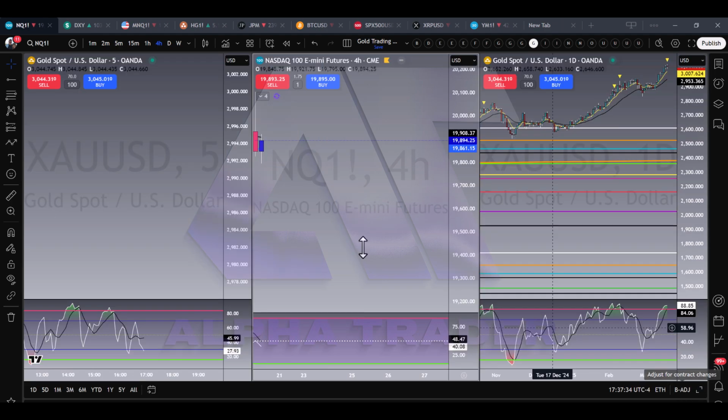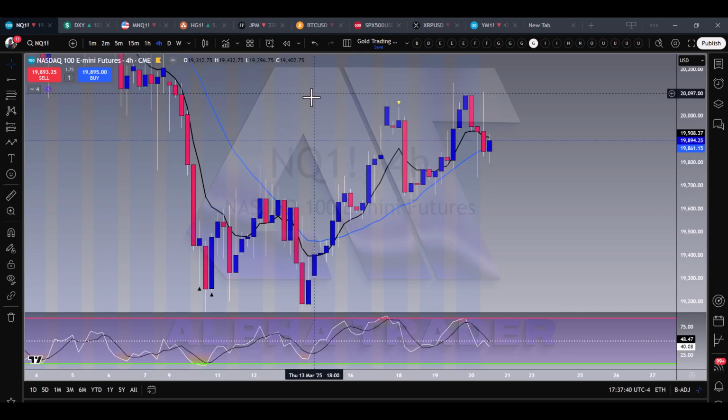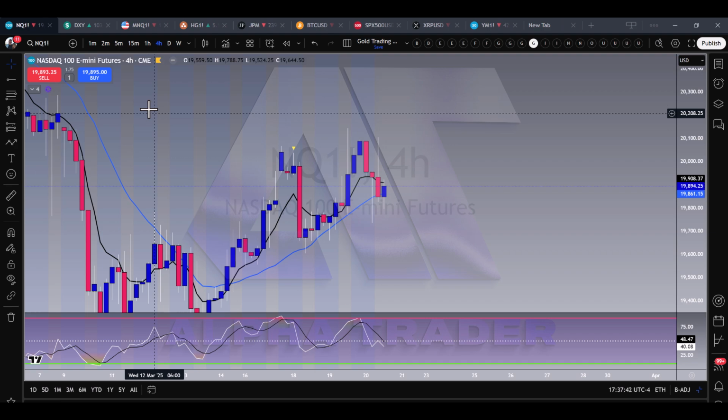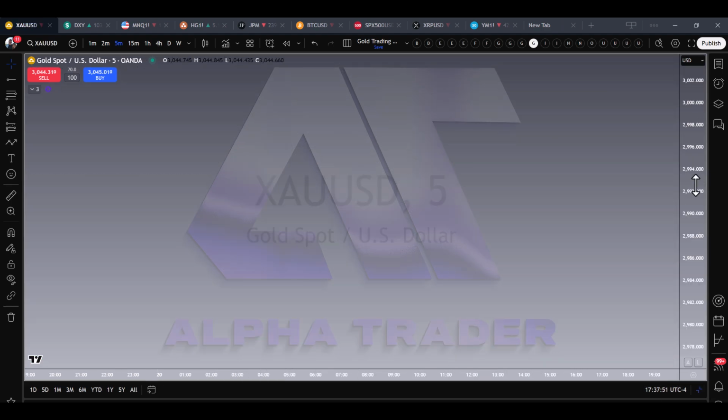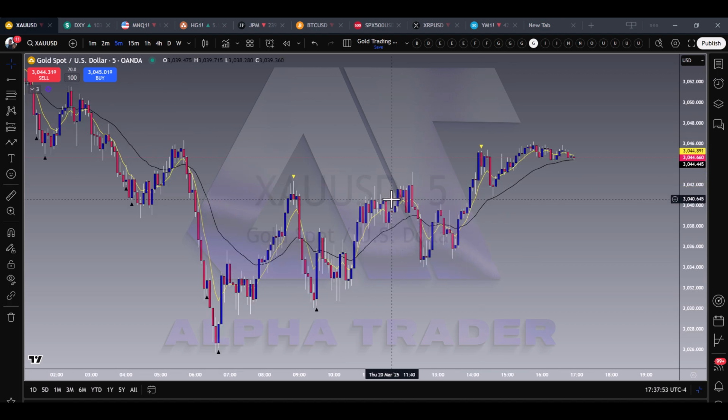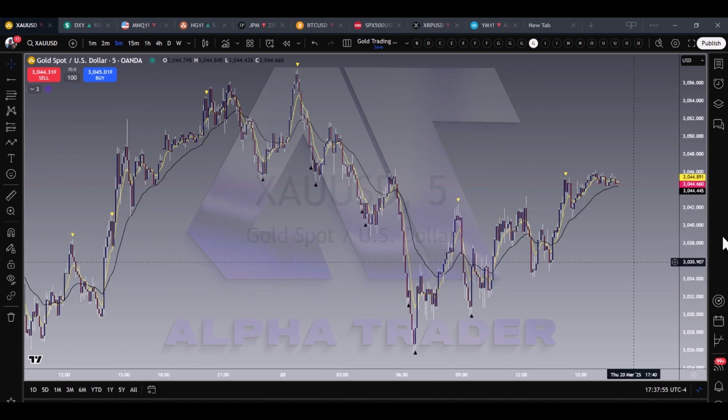So that's what you're going to be looking for in gold. You're going to be looking for that type of setup where you're going to break those levels. And then, let me get back to the gold chart here. Kind of got off of it there. Where you're going to get up to those levels, and then you're going to look for a change in direction.